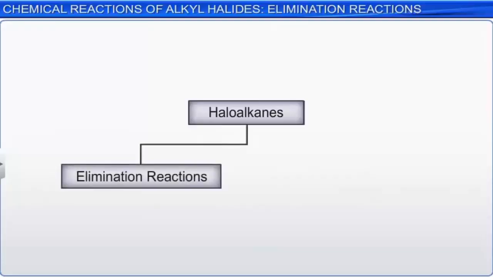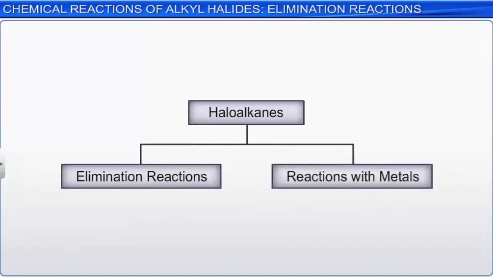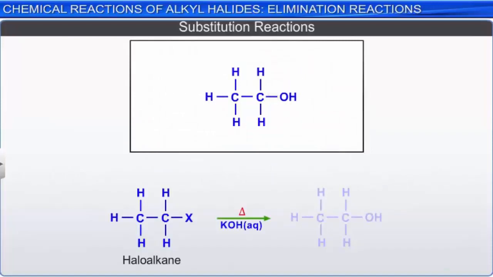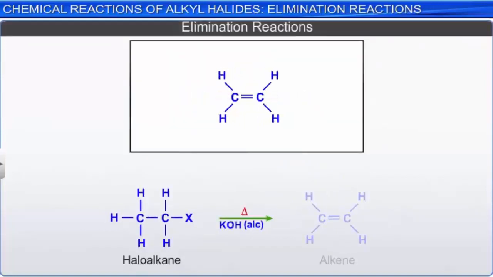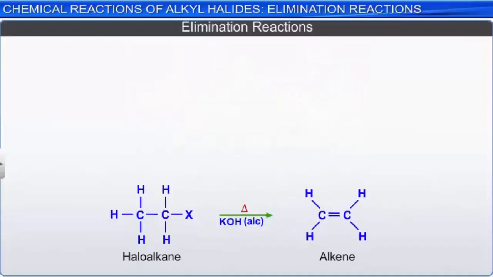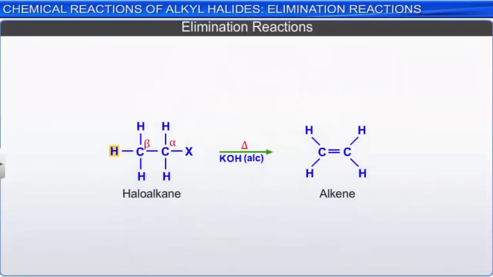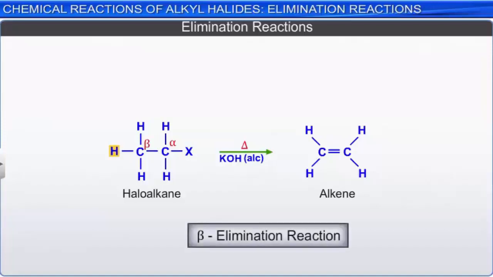You will learn about elimination reactions of haloalkanes and also their reactions with metals. Apart from undergoing substitution reactions, haloalkanes also undergo elimination reactions. In these reactions, a haloalkane with a beta hydrogen atom, on heating with an alcoholic solution of potassium hydroxide, loses a halogen atom from the alpha carbon and a hydrogen atom from the beta carbon to form an alkene molecule. Since a beta hydrogen atom is involved in the elimination, these reactions are often called beta elimination reactions.